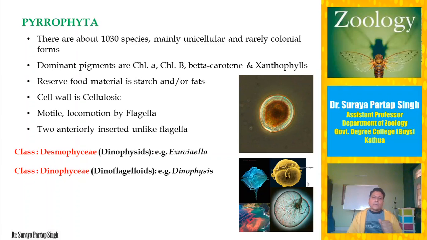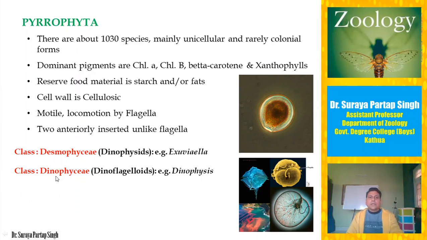So locomotion is by means of flagella. So they are flagellates. They show biflagellate condition. There are two flagella, but one of the flagella is longer and another is smaller. So they have unlike flagella. Now Pyrrophyta has two classes. One is the Desmophyceae. These are commonly known as Dinophycetes, and the example is Exuviella. This is Exuviella, an actual photograph of Exuviella.